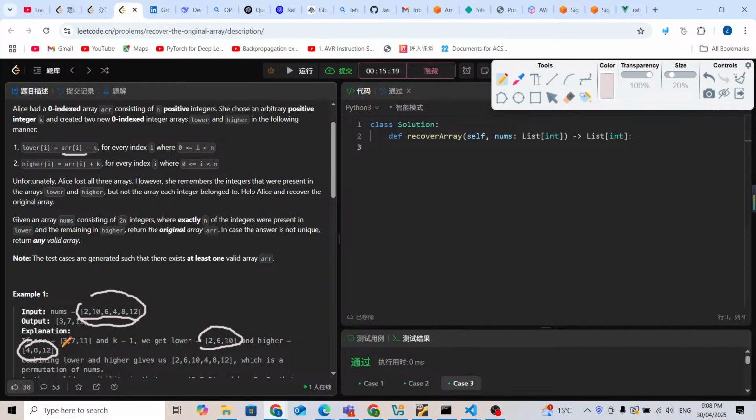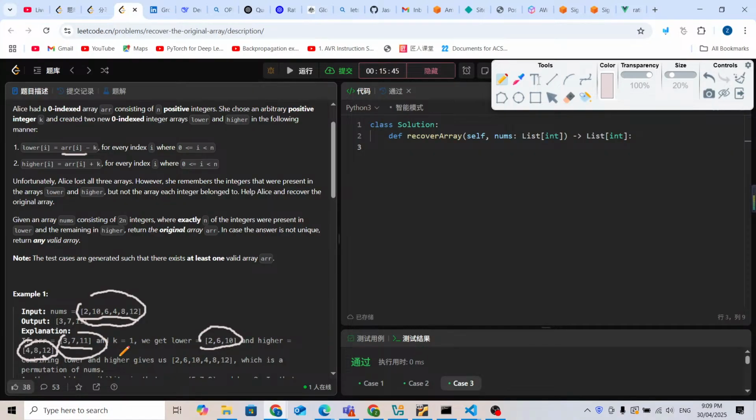So for example, the original array going to be 3, 7, and 11. So 11 minus 1 going to be 2. 3 minus 1 going to be 2. 3 plus 1 going to be 4. And similarly, 7 minus 1 going to be 6. 7 plus 1 going to be 8. And 11 minus 1 going to be 10. And 11 plus 1 going to be 12. But how can we find this original array 3, 7, and 11?